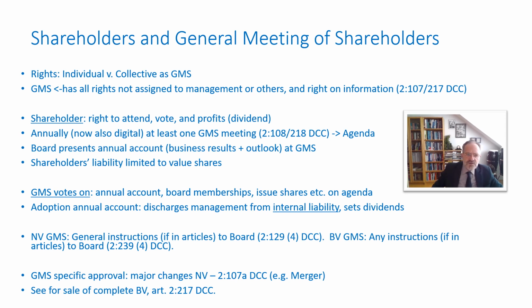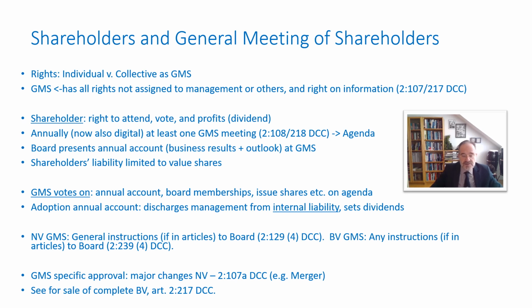Now, if we first go to the individual shareholder, those have the right to attend the just named annual meeting, they can vote at the annual meeting, and they have a right on the profit which is distributed to them as dividend. Annually, there should at least be one general meeting of shareholders organized for the shareholders to attend.